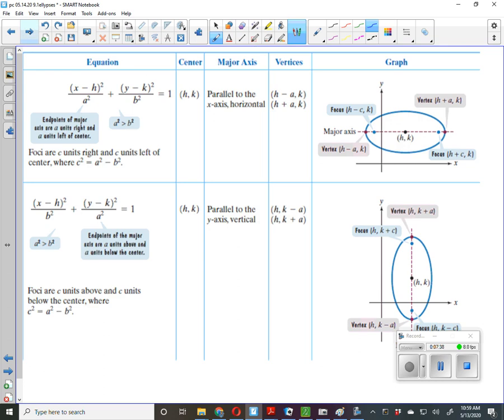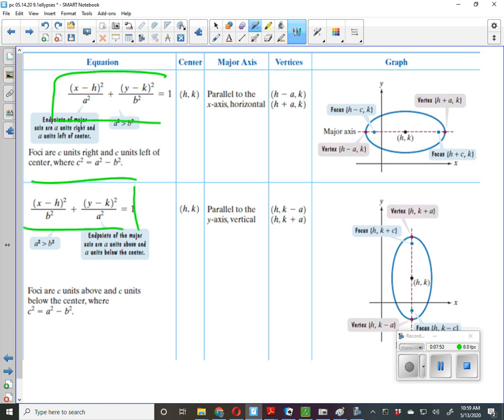Okay, so when we move these away from the origin, you're introducing your H's and K's again. I would stop your video if you need to look at this a little bit longer, but notice that you've got two formulas again, and it's all about the A's and the B's. The H's and the K's stay the same.